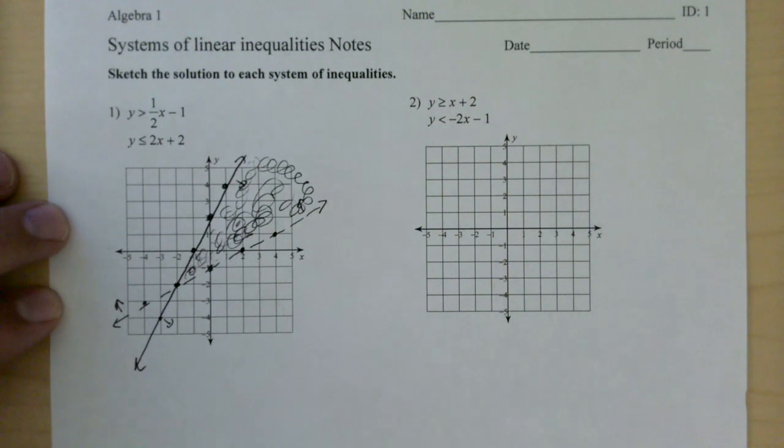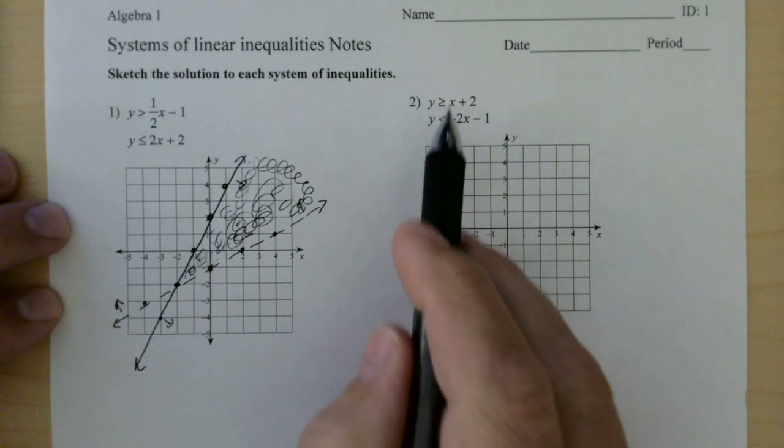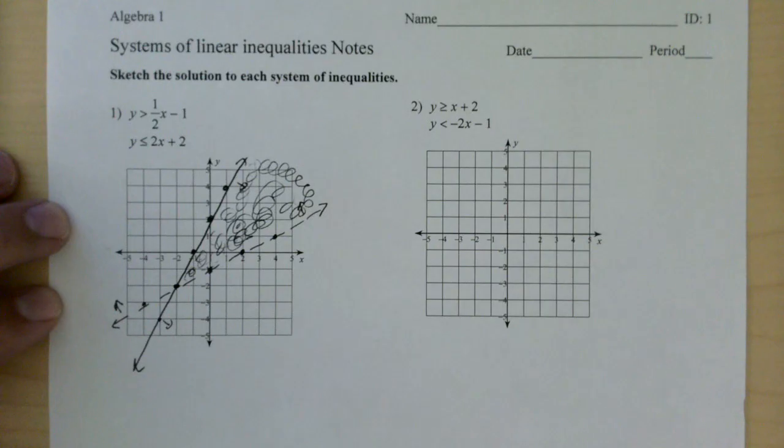Okay, so I want you to try number 2 on your own, and then we'll go over it in class. This will be a solid line. This will be a dashed line. It's already in slope-intercept form.